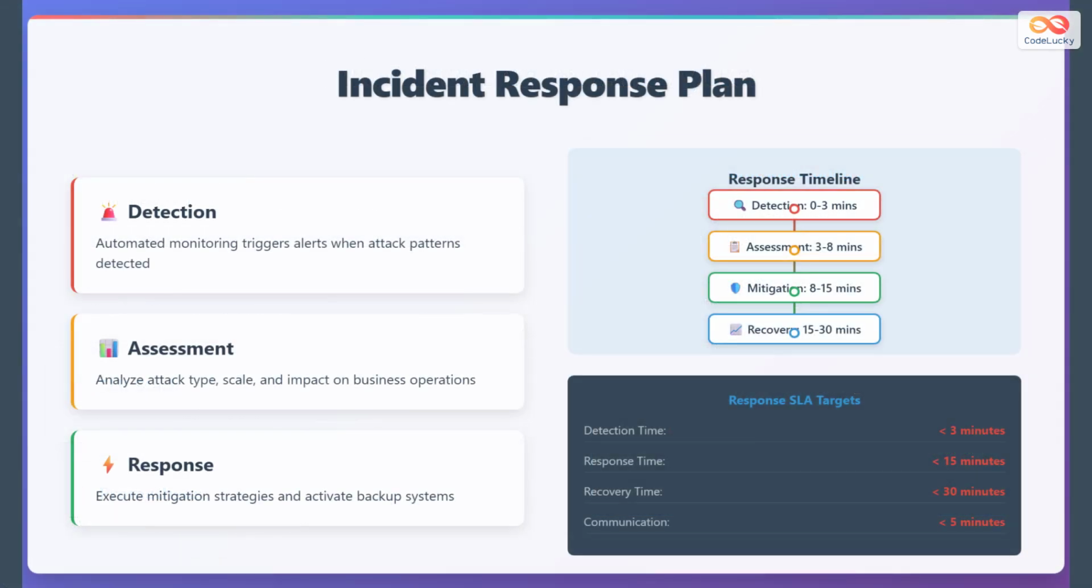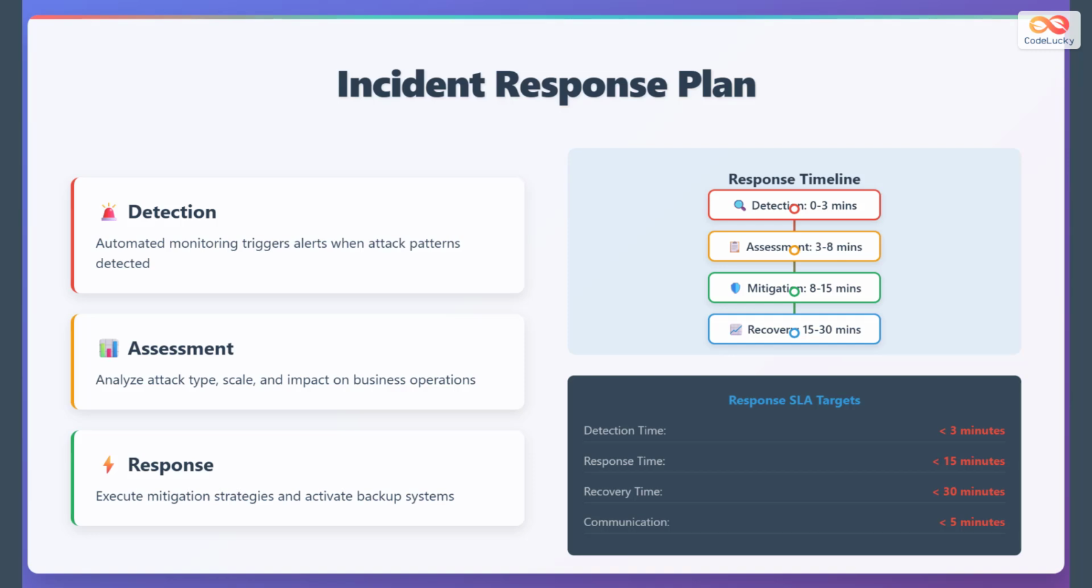An incident response plan is the key to effectively managing and mitigating distributed denial of service attacks. The detection phase involves automated monitoring that triggers alerts when attack patterns are detected. The assessment phase involves analyzing the attack type, scale, and impact on business operations. The response phase involves executing mitigation strategies and activating backup systems.